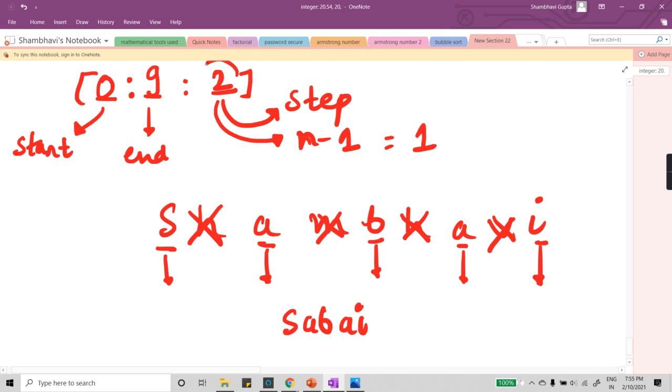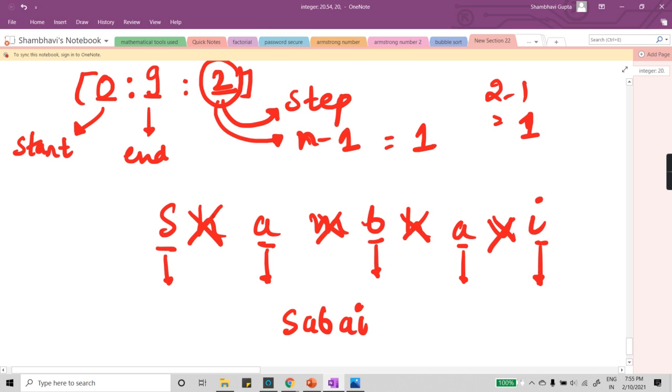If I have written something on this side, that means you need to leave that many characters, n minus 1 characters. Here I have written 2, so it will go to n minus 1. 2 minus 1 is 1. So what will I be getting?